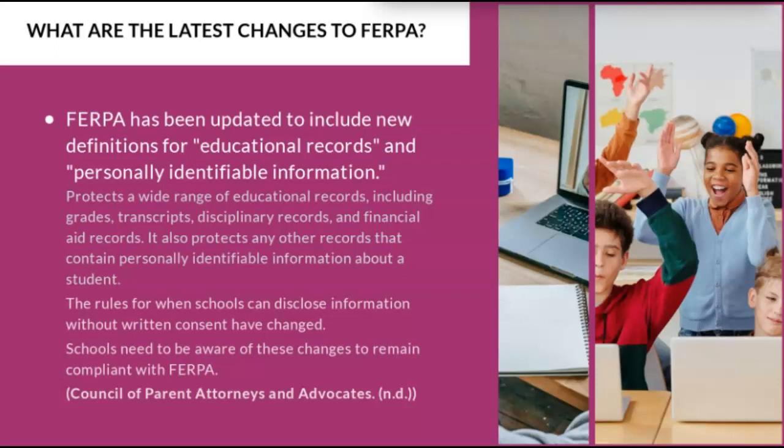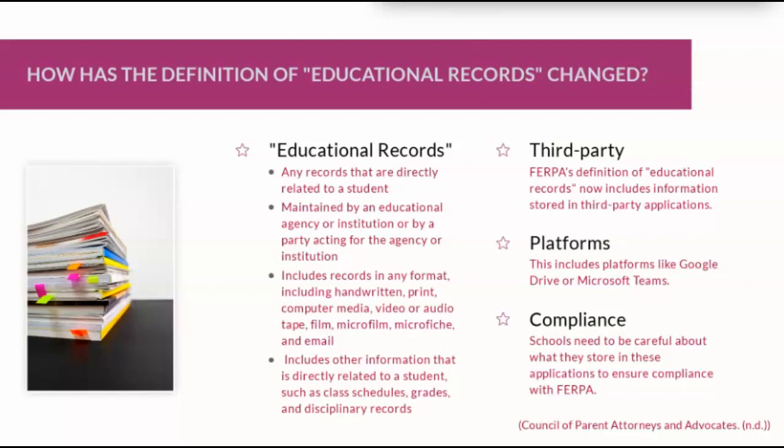The latest changes to FERPA include updates to the definitions of terms like educational records and personally identifiable information, as well as changes to the rules around when schools can disclose information without obtaining written consent. The definition of educational records has been updated to include information that schools store in third-party applications such as Google Drive or Microsoft Teams. This means that schools need to be careful about what they store in these applications and ensure that they comply with FERPA.